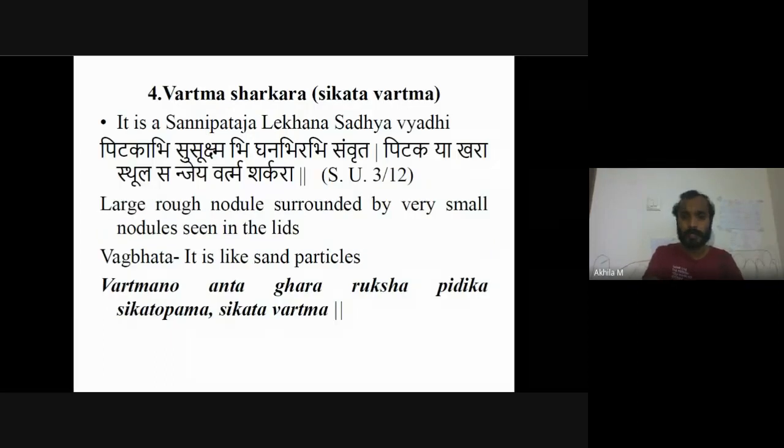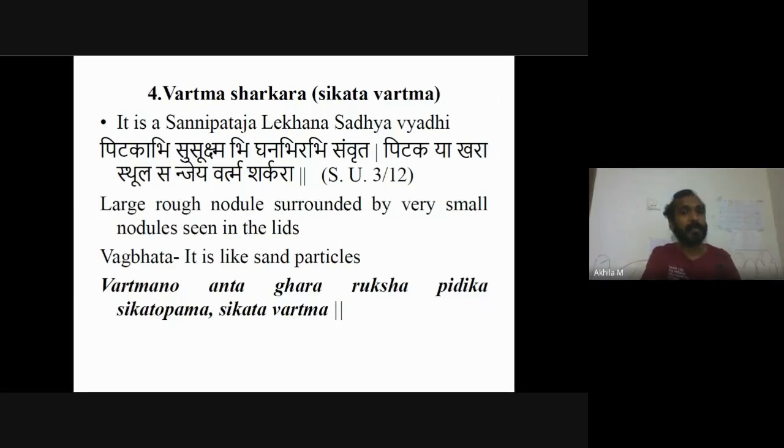Then we come to Varma Sarkara or Sigata Varma. Susruta Acharya and Vagbhata Acharya also described Varma Sarkara. From the name itself, you will get the identity and the symptoms of the disease. Varma Sarkara or Sigata Varma is a Varma Gata Roga. Sigata or Sarkara type of eruptions will be there, sand-like particles, like eruptions, pityagas. Varma Sarkara or Sigata Varma.